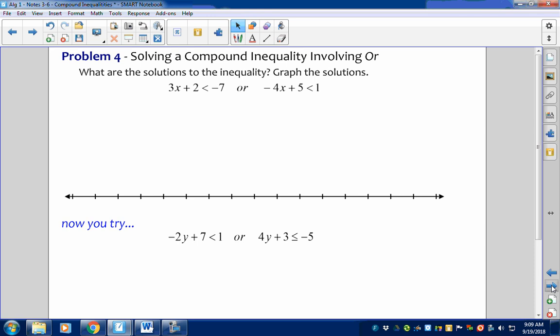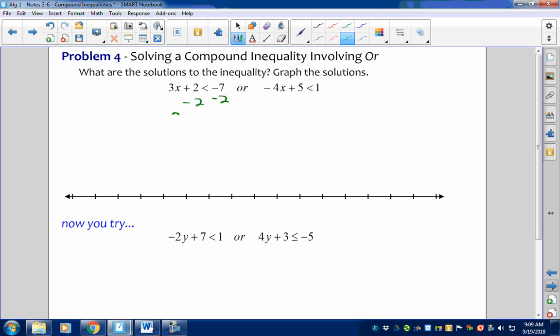All right, we're going to look at an OR statement here. It says, what are the solutions to the inequality? This is separated by an OR, so we're just solving both of them. You're not trying to join them together. The graph will look different than it did on the AND one.